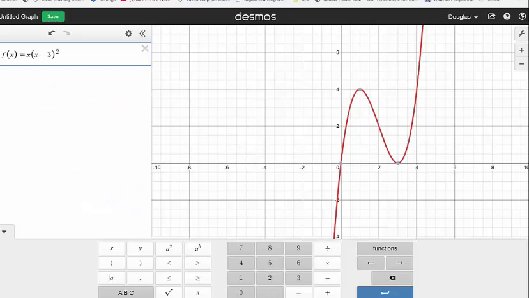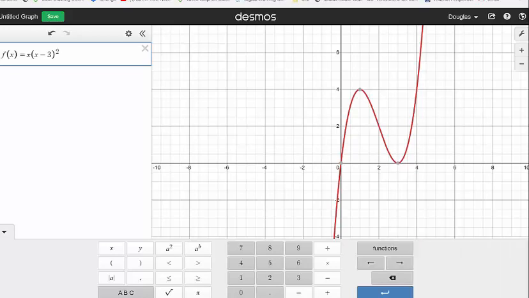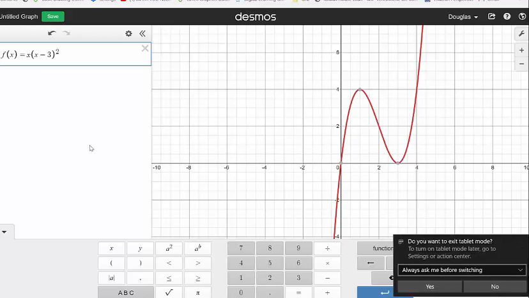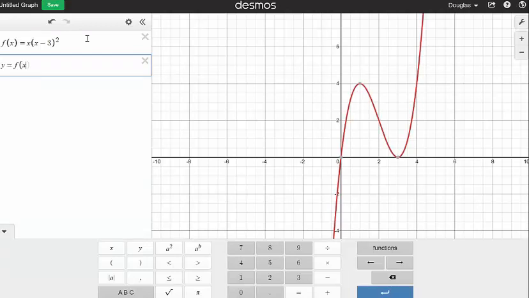And you can see here we have a function already at our disposal. f(x) = x(x - 3). Alright, so let's go ahead and graph this next guy. So we're going to say, well, what if y = f(x - 1)? Say minus 1, so we shift everything 1 unit to the right.